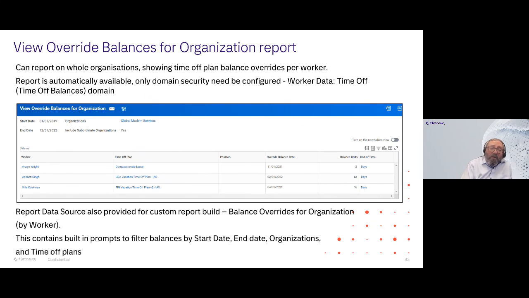There's a new report, view override balances for organization report. If you are overriding people's balances, and I know some of our existing customers are doing that quite a lot, so this could be a really helpful feature. This Workday delivered report now will allow you to basically just pick up the organizations that's important and the start and end dates, and go and see which employees have had balances overridden, how much, and of what dates, and it also shows you those units there. So again, this is kind of a really nice feature.